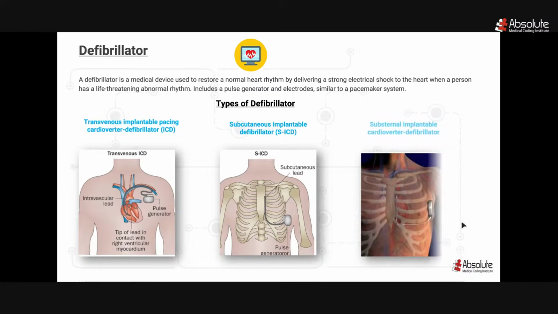And then comes the third one, the substernal implantable cardioverter defibrillator. Here the lead is tunneled under the skin and placed behind the breastbone in the substernal anterior mediastinum. So it also does not go inside the heart. So those are the three types of defibrillator.